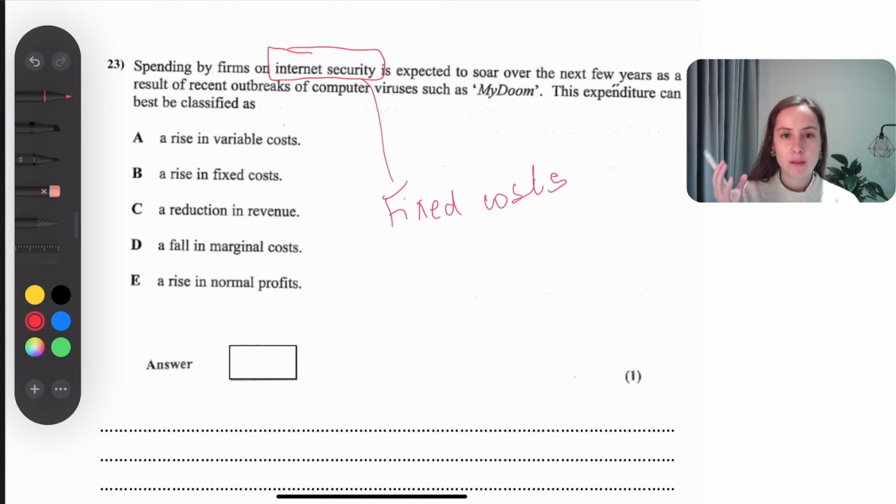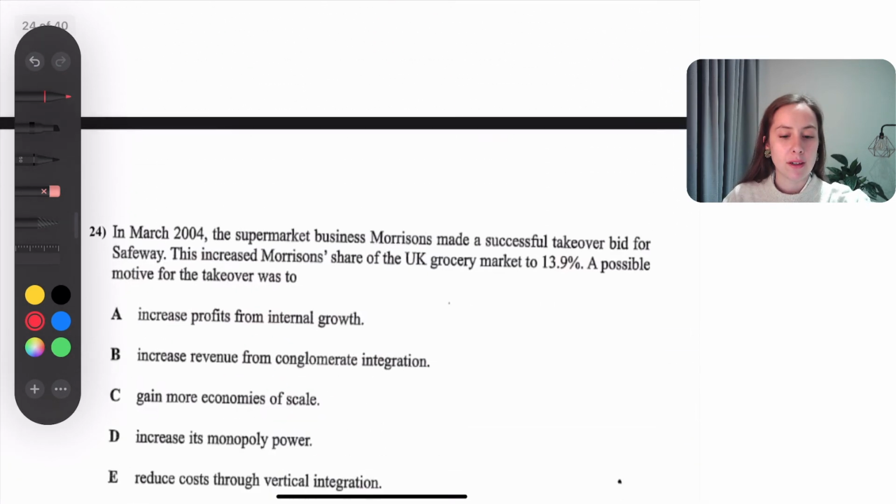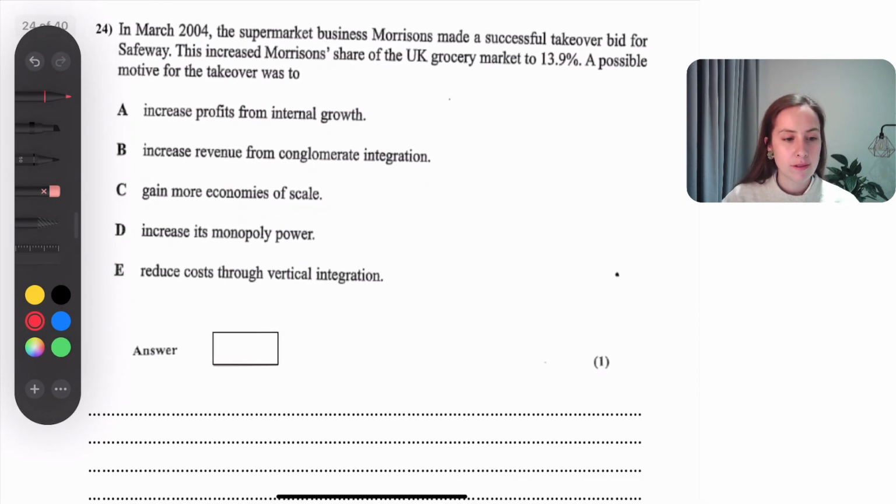So the companies will need to pay more fixed costs. Hopefully it makes sense, because you average out. You can have this great multi-million-pound internet security in a company, but it turns out to be kind of cheap for the company if you're spreading that over millions of units of output.